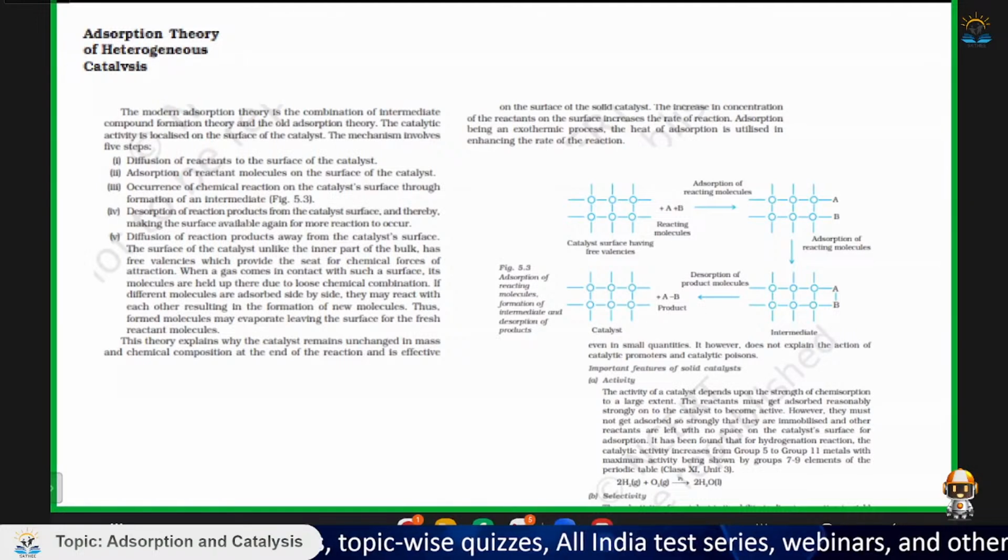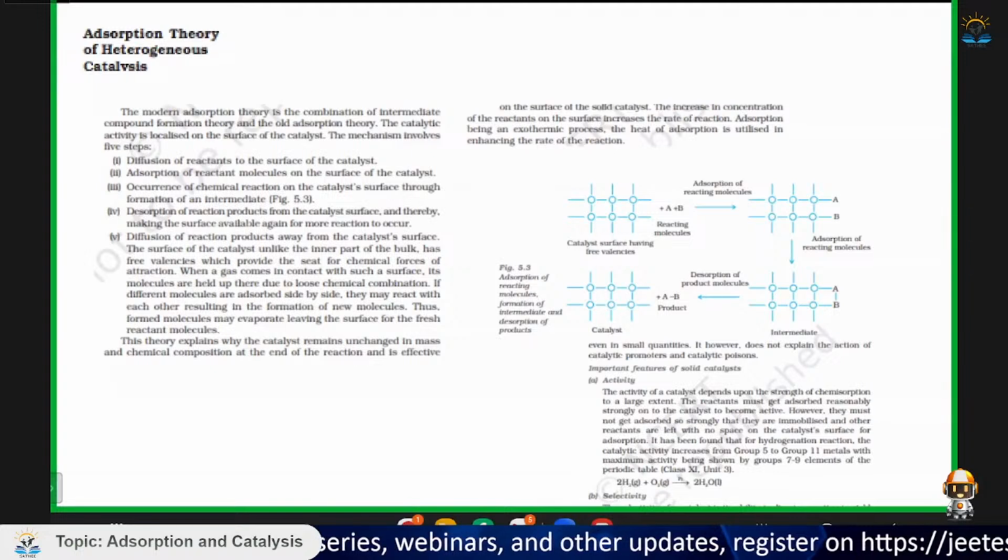It gets detached and goes away from the surface. Job is done. From there, new reaction molecules are coming, and they can form more product molecules. This is called diffusion of reaction products away from catalyst. 5 steps.